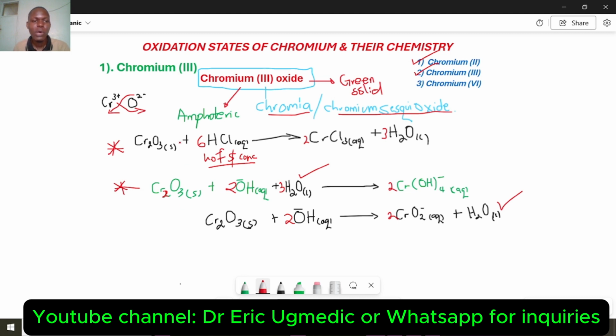So lastly, about the reactions, I would also want to point out that we shall not have any reaction with water. Why? Because of the chromium 3 being insoluble. So it's insoluble in water. That's why it can't react with it. So we can proceed on to see how the chromium 3 oxide can be prepared.